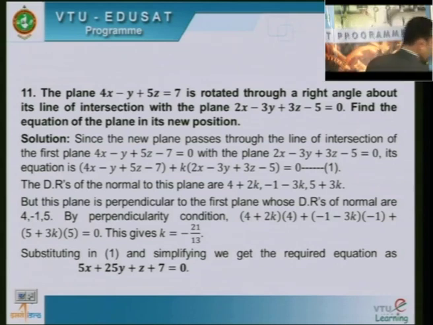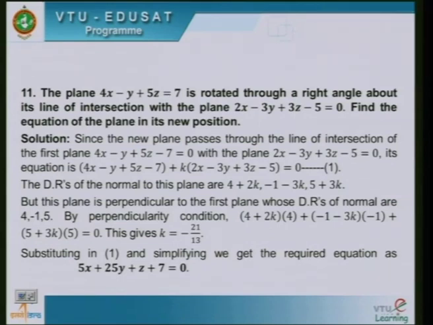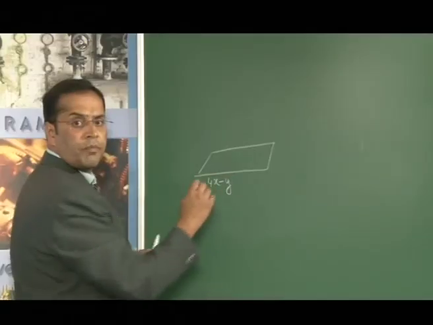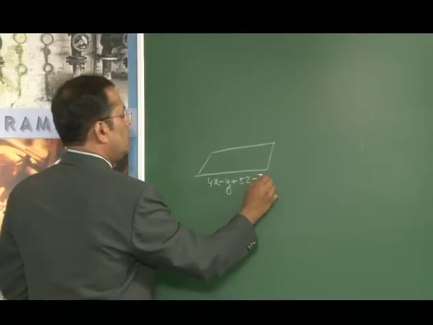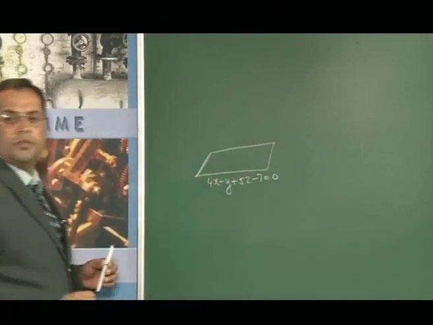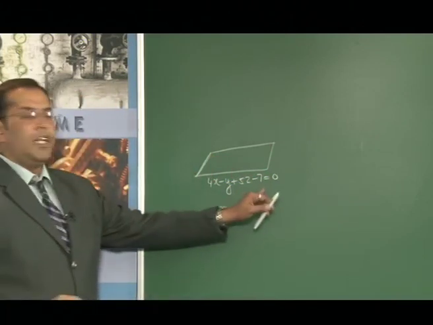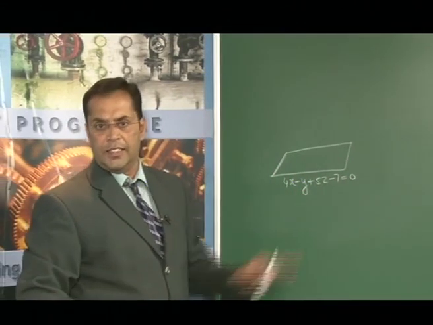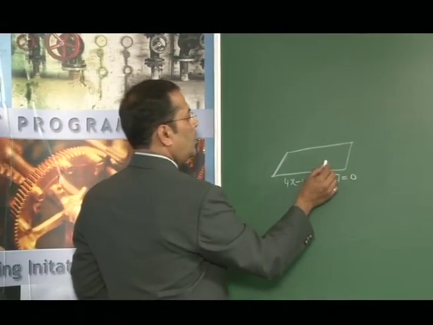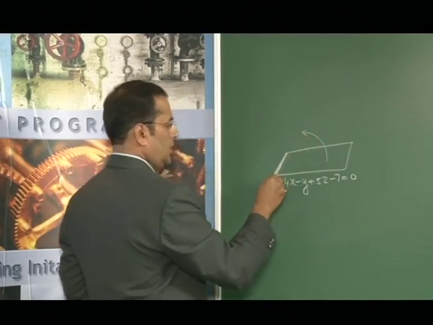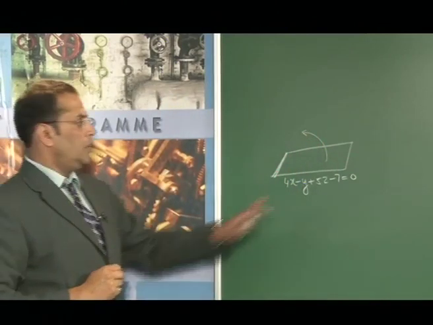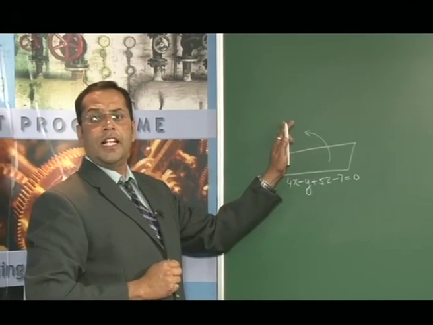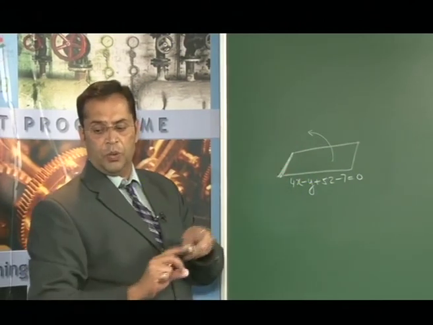To make it more clear, the problem given is like this. You have the plane, suppose this is the plane. This plane is 4x minus y plus 5z minus 7 equal to 0. It has been written with the RHS 7 taken to the LHS and RHS made 0. Now, this plane is rotated through a right angle along this line of intersection. So, this plane you rotate like this at an angle of 90 degrees. It is rotated through a right angle.